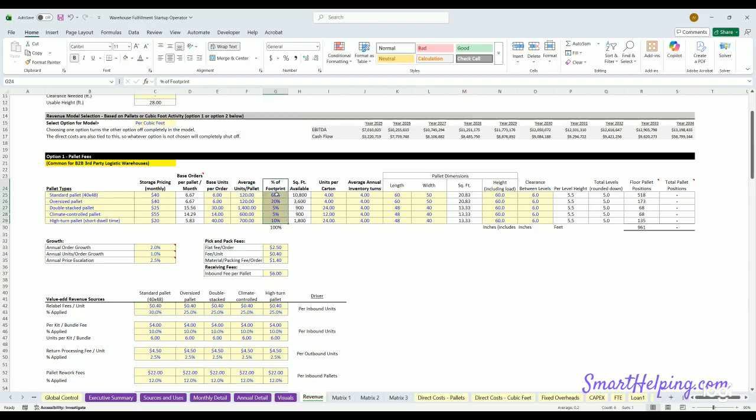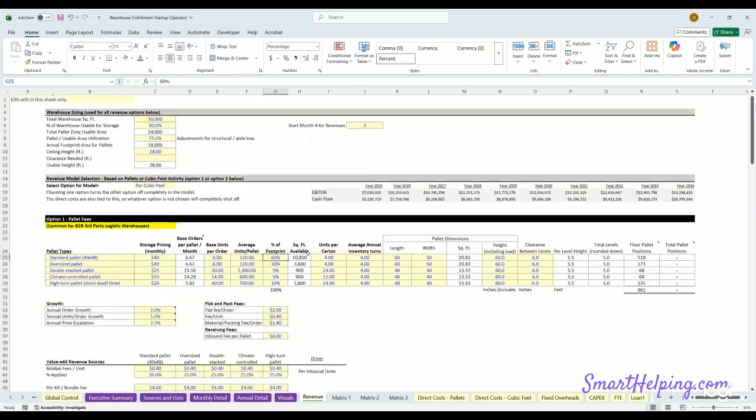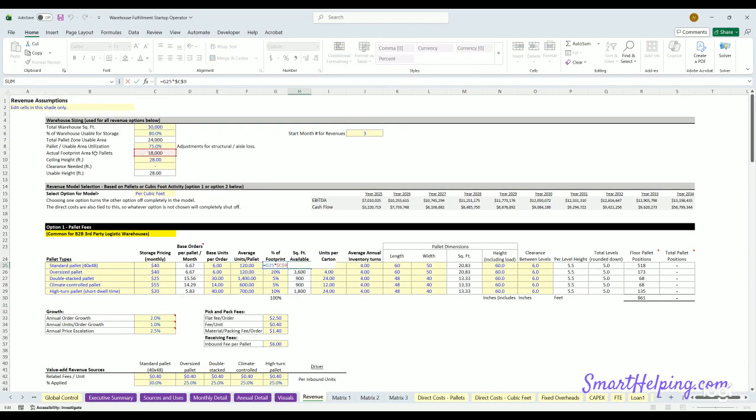Column G is the percentage of footprint. So this is just saying of your total actual area that you have for pallets, 18,000 square foot in this case, this is the square foot that's applied to each of the pallet types. Now you might just have one pallet type, and that's fine. You just zero out the rest of these, and that's no problem. You don't have to use all 5, but you can. So that's the square foot they take up. Then we're defining units per carton and average annual inventory turns.